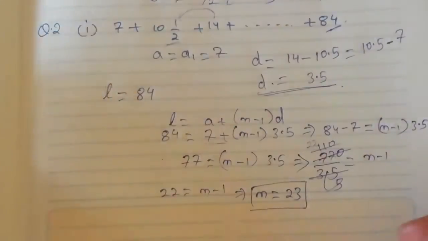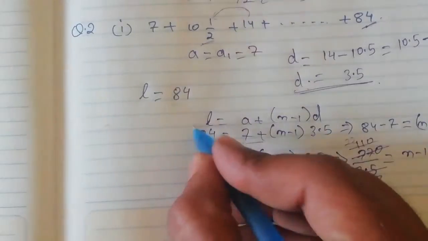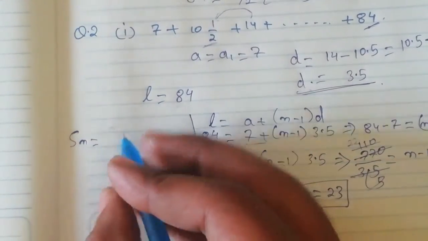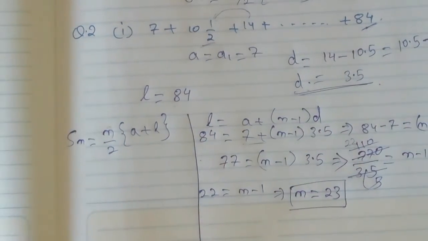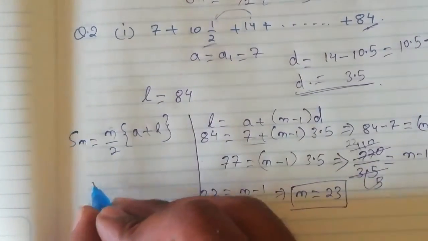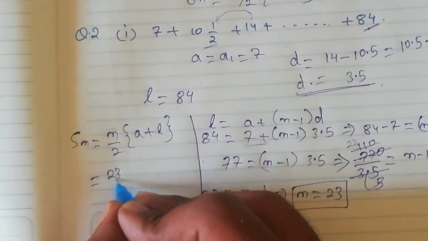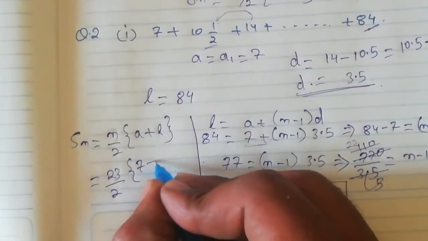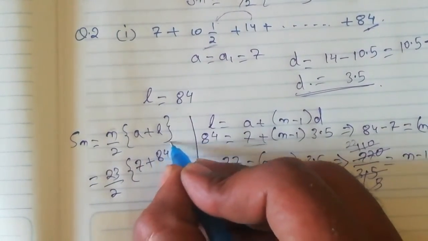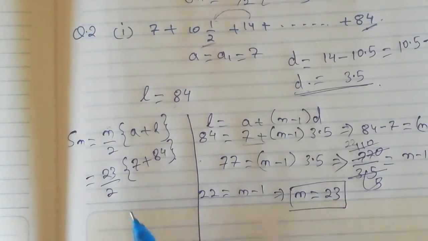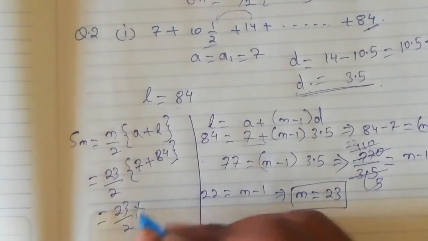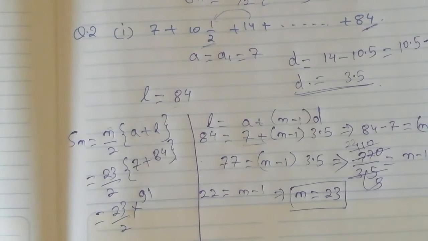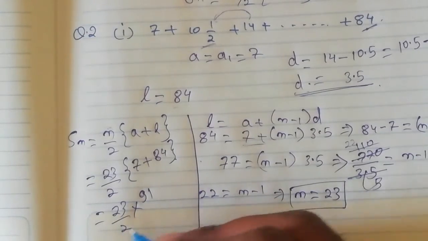Now we have the formula of the sum: Sn equals n by 2 times (a plus L), because we have the last term, which is 84. So the number of terms is 23 divided by 2, into a, which is 7, plus L, which is 84. So we can write it as 23 by 2 into 91, because the first term is 7 and the last term is 84. Now we just have to do the calculations here.